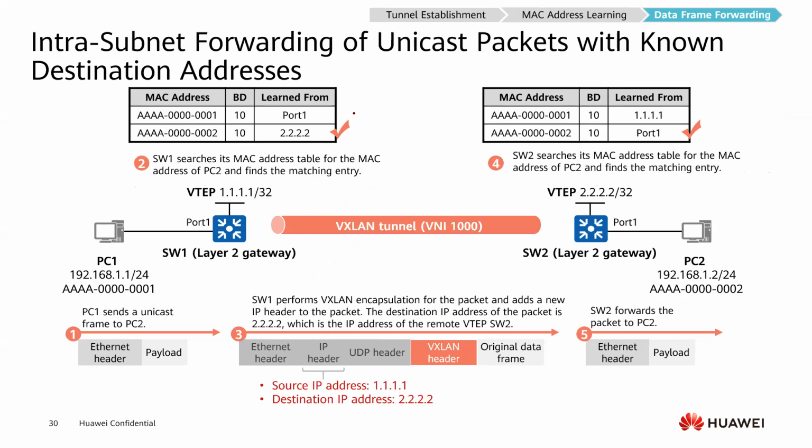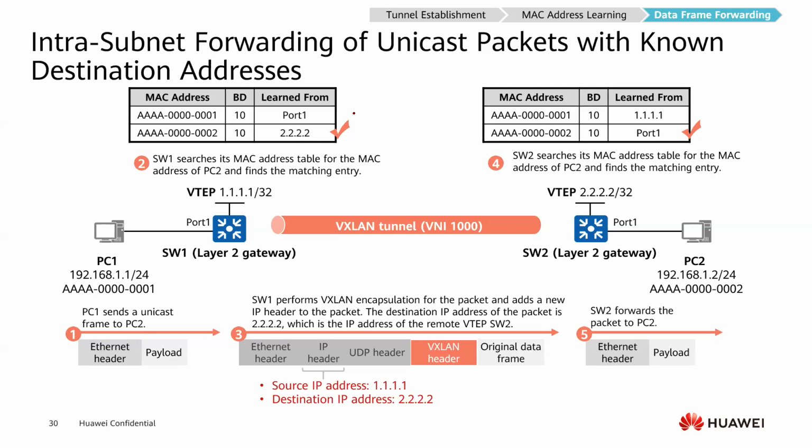Now let's look at the process of intra-subnet forwarding of a unicast packet with a known destination address. You will find that PC1 will send the data frame to PC2, and now the frame reaches switch 1. Switch 1 will do a layer 2 table entry lookup, all right, and it can find an existing entry, and then it will forward this frame to switch 2 with the VXLAN header, all right, and then switch 2 receives this packet.